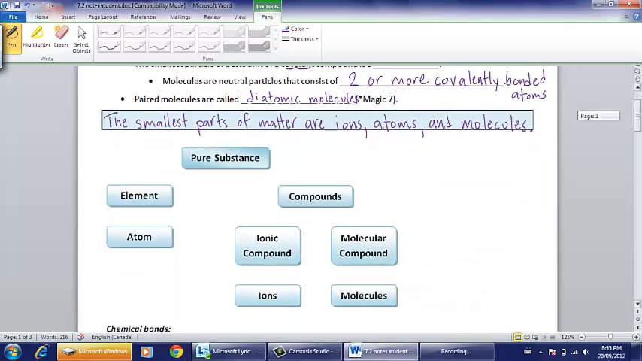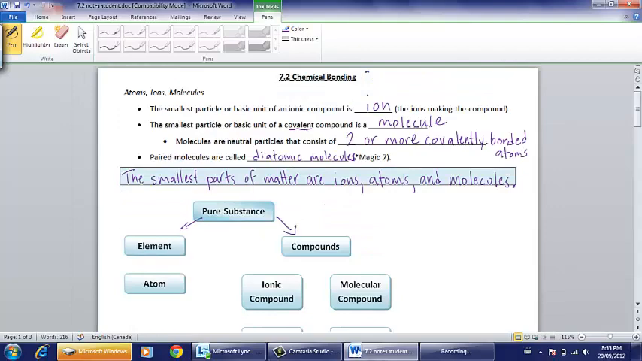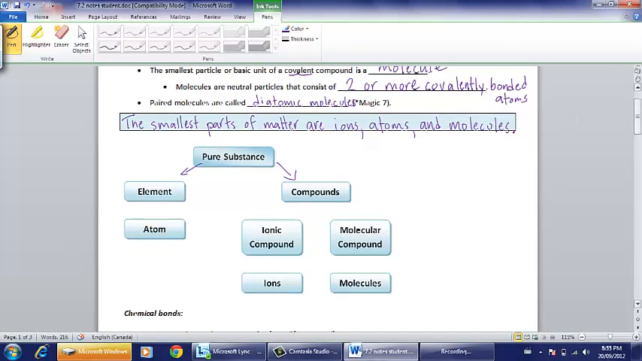If we consider pure substances, they can be broken down into two categories. A pure substance can be either an element or a compound. The smallest part of an element is an atom. Compounds can be of two types, ionic compounds or molecular compounds. Ionic compounds form when a metal and a non-metal bond, and the smallest component is an ion. Molecular compounds form when two non-metals bond, and the smallest component is a molecule.